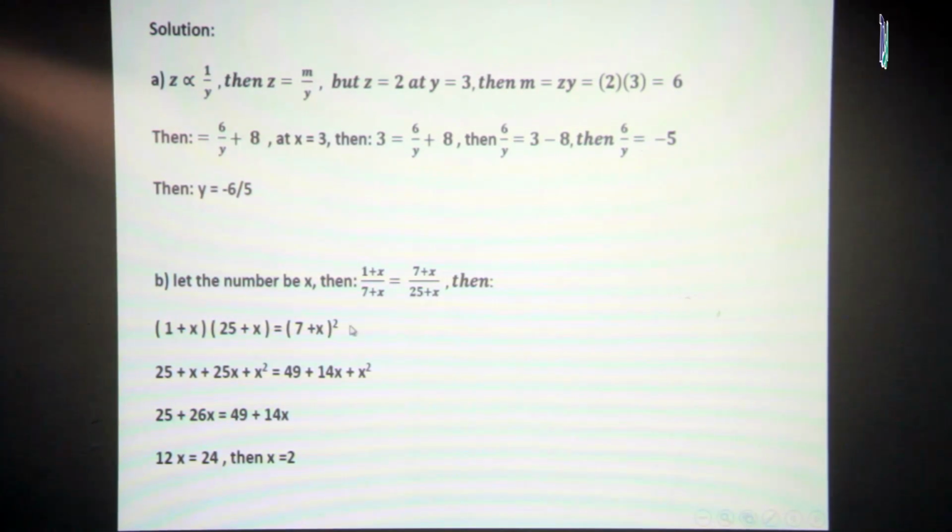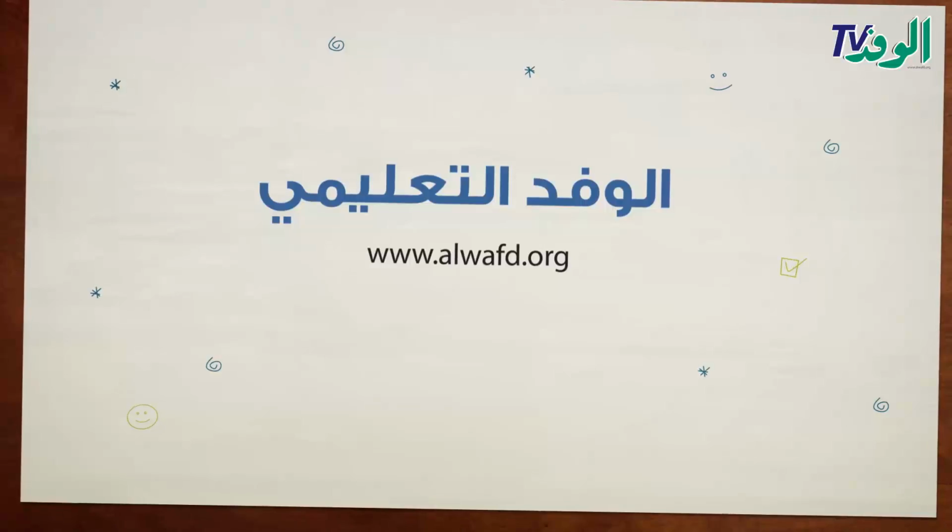This and this are the same, so they will cancel. Here, combine the like terms, I mean add them: x plus 25x will be 26x. Here it will be 49 plus 14x. 26 as it is, move 14x with negative, we get 12x. 49 as it is, move 25 with negative, we get 24. Then x equals 24 divided by 12, so x equals 2. In a while we will go back to continue the beginning of the questions and finish them all.